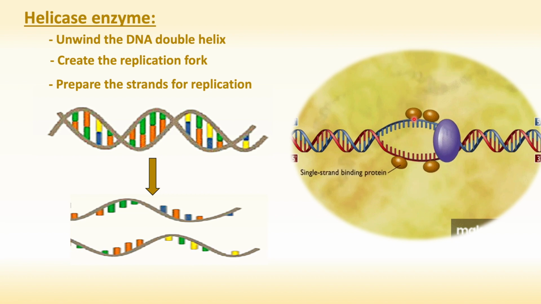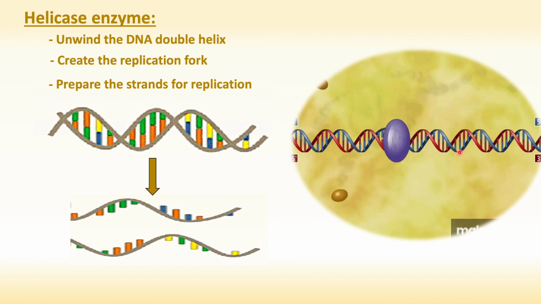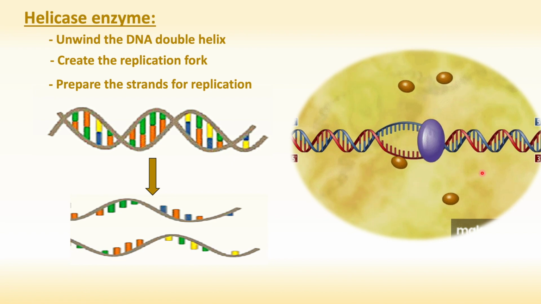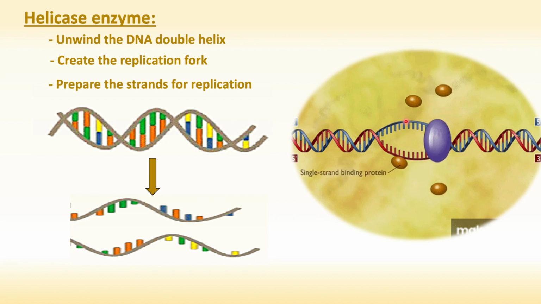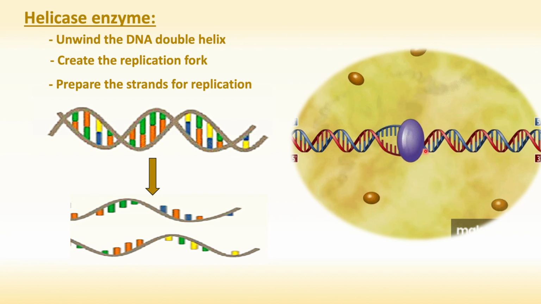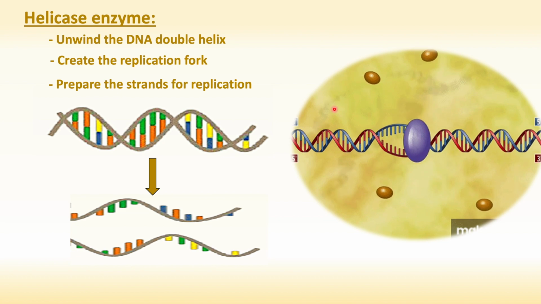And what you see here are the single-stranded binding proteins, which stabilize the unwound single DNA strands during replication by preventing them from recombining again. They keep the strands accessible for enzymes to copy the DNA accurately.